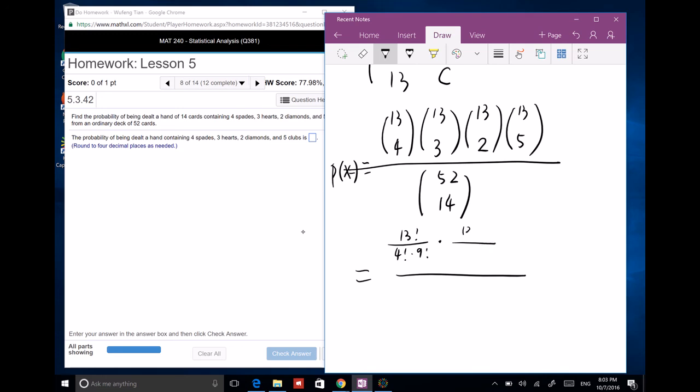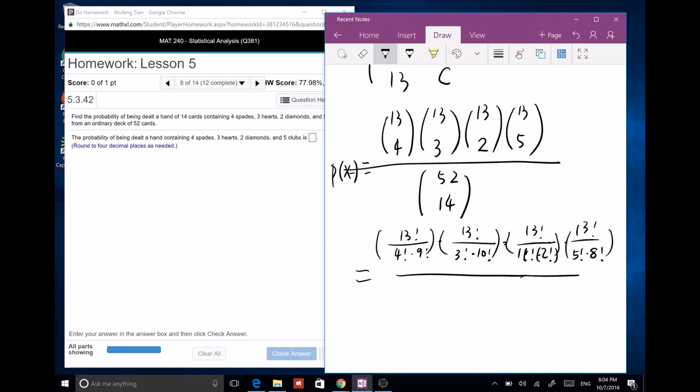times 13 factorial over 3 factorial times 10 factorial, times 13 factorial over 11 factorial times 2 factorial. Okay, and times 13 factorial over 5 factorial times 8 factorial. Okay, you have 4, all of them multiplied together.